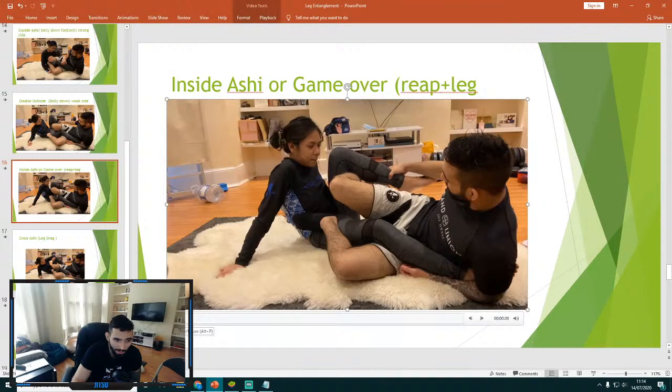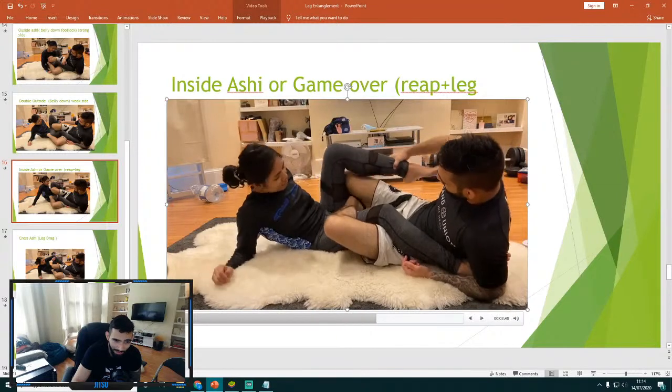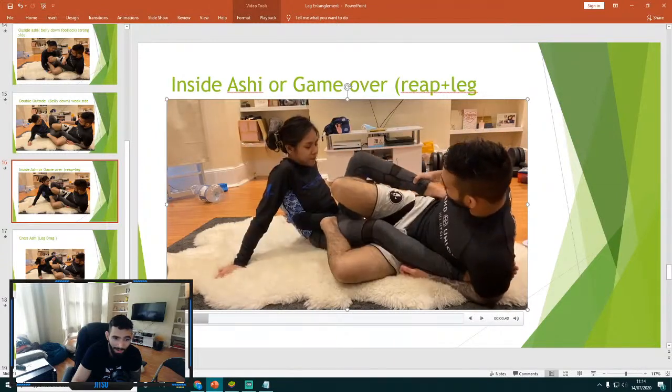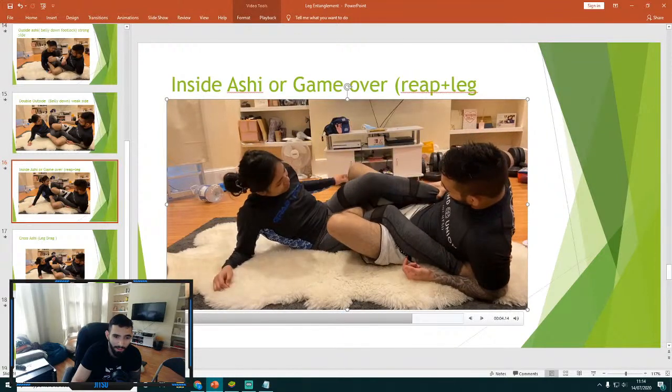So for you to get inside ashi, you're gonna have to do a reap followed by that entanglement of the leg there, and then you're there. Okay, and again you have the strong side if you lean this way, and the weak side if you lean that way.